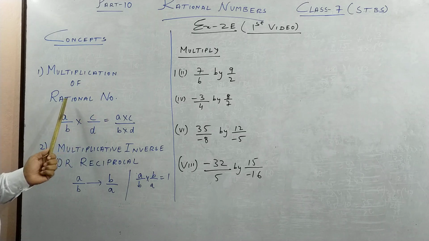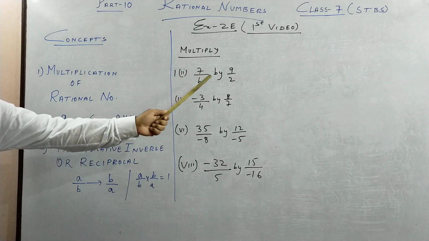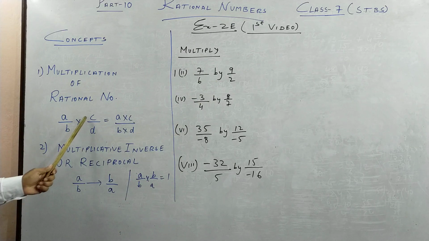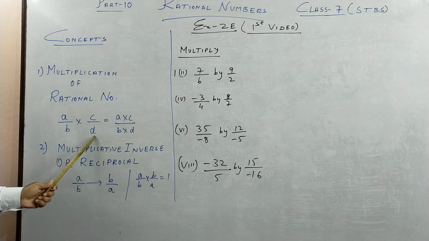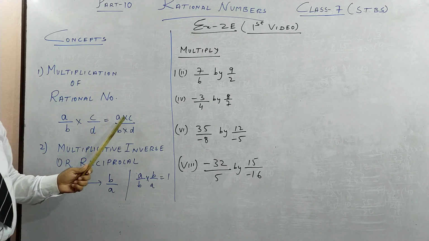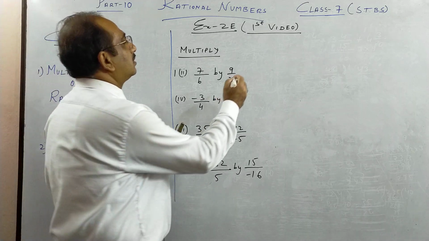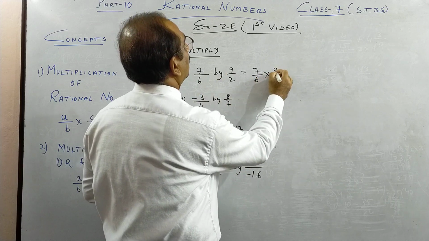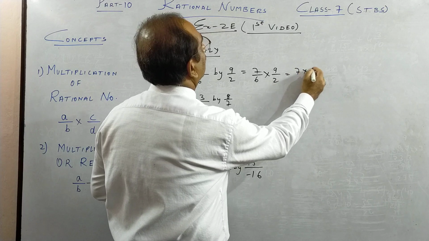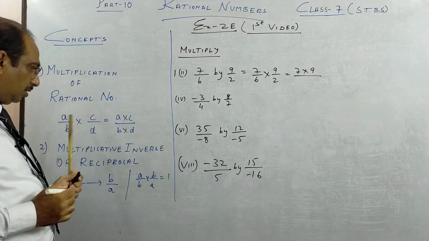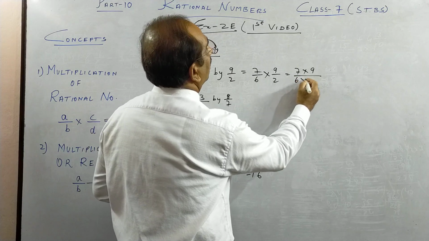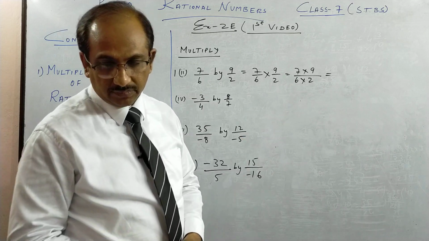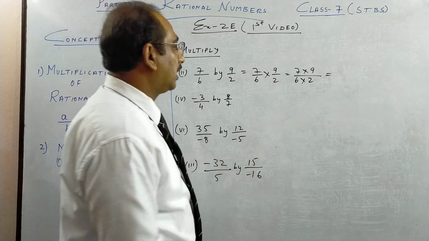Now see multiplication of rational numbers. If two rational numbers are given, I'll show you by example. If it is a by b into c by d, then the numerator is multiplied with the numerator. Let us see what happens: 7 by 6 into 9 by 2. Numerator is multiplied with numerator and denominator with denominator. But if anything is common, then you have to cancel it.